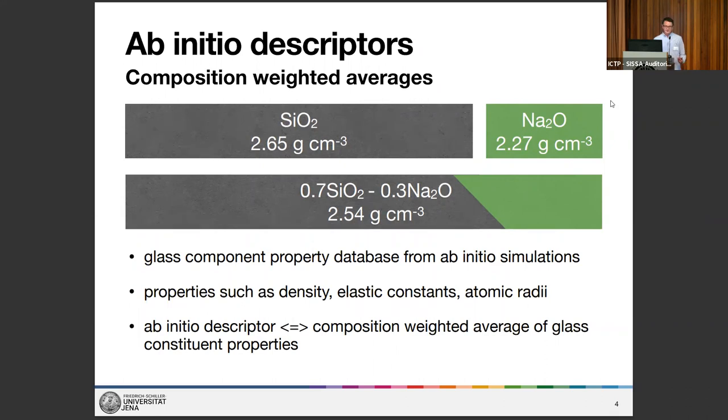So we did a bunch of DFT calculations for glass constituents such as SiO2 or sodium oxide. And we then just built a property database out of that and weighted the glass constituents according to their mole percentage within the glass. So we have a rough first estimate. It's, again, a very simple, straightforward approach to our glass.